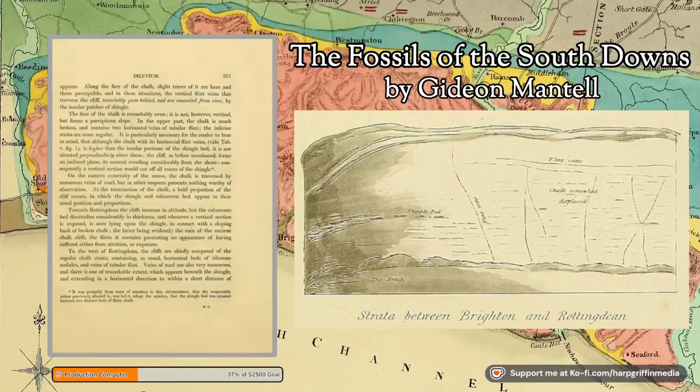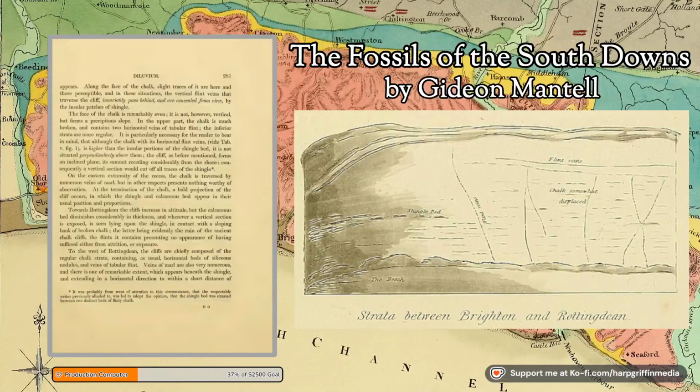The face of the chalk is remarkably even. It is not, however, vertical, but forms a precipitous slope. In the upper part, the chalk is much broken and contains 2 horizontal veins of tabular flint. The inferior strata are more regular.